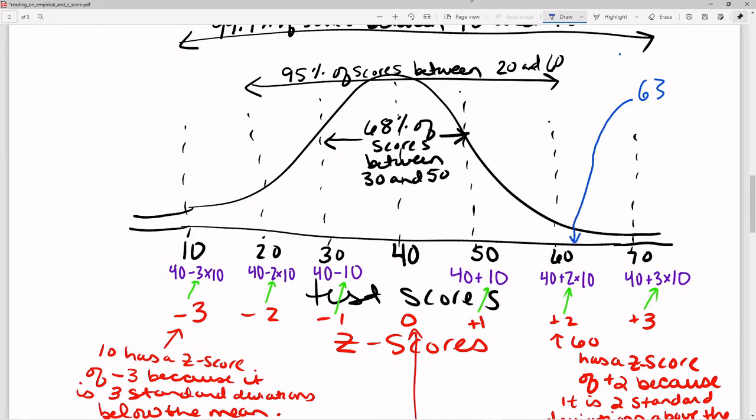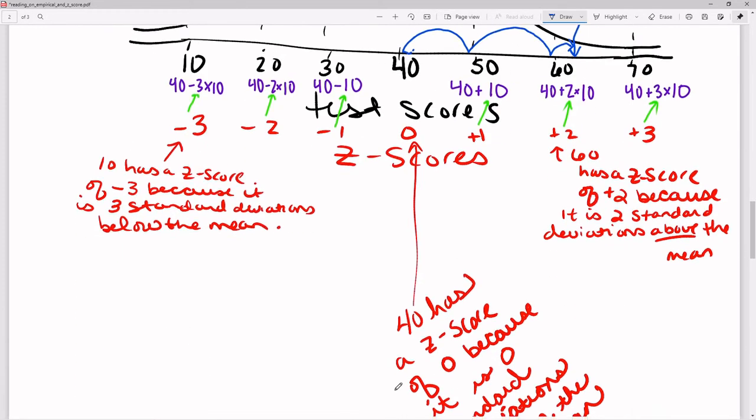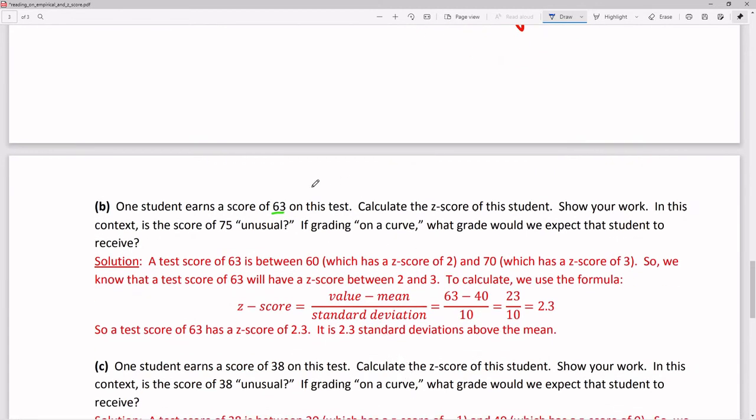63 is somewhere in here. That's 1, 2, more than 2 standard deviations away from the middle. That's an unusual score, and it's on the high side. So that person actually did pretty well. That's why this is so useful. It helps us really understand what a score means when we are comparing it to the whole, my entire class. So how would you calculate the z-score specifically?